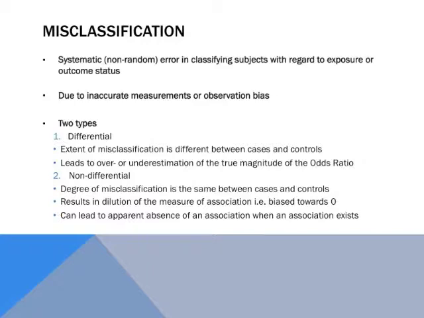Non-differential is random, and the degree of misclassification is the same between cases and controls. It results in dilution of the measure of association, that is, it biases the odds ratio towards zero, and can lead to an apparent absence of an association when a true association exists. So is there misclassification in our study example? Yes, misclassification is always a concern, especially as byproduct consumption was not directly measured.